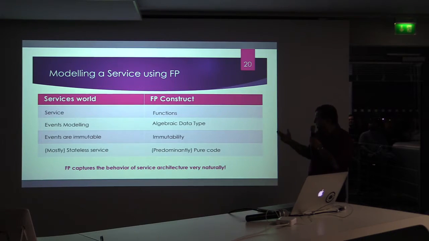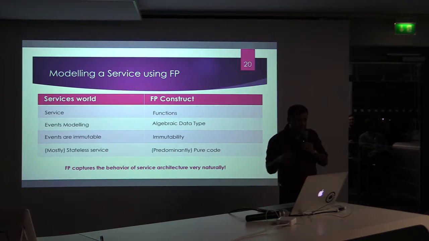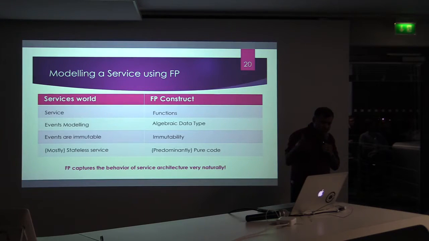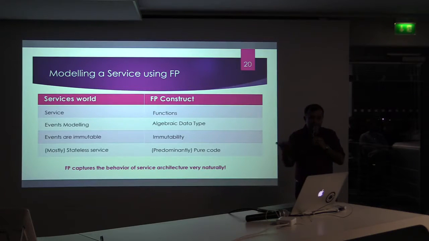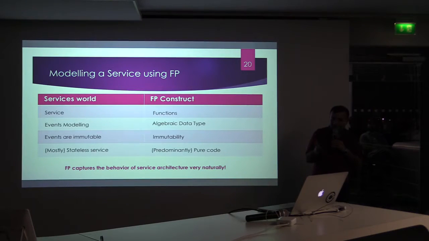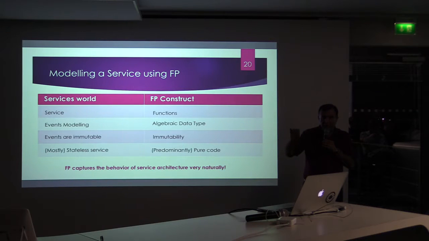So algebraic data types are actually very useful in such that you can have these events and you can model these. So we'll see some examples later on. You can model these events as algebraic data types, right? And then you have events that are immutable, because we can't go back in time and change it. And functional programming actually has immutability built in. The statement is actually not 100% true.